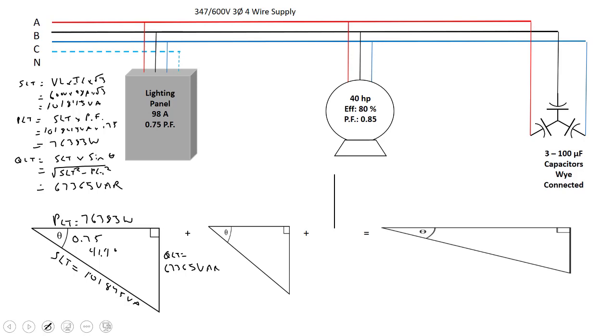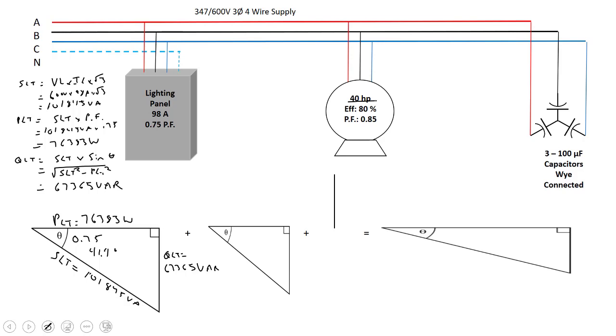So we've got all the values of the lighting panel. Let's go ahead and look at the motor now. I'm just going to talk briefly about the motor. When we're looking at the horsepower of a motor, that refers to the power output of the shaft, the mechanical work that it's doing, the rate at which it's doing work mechanically.